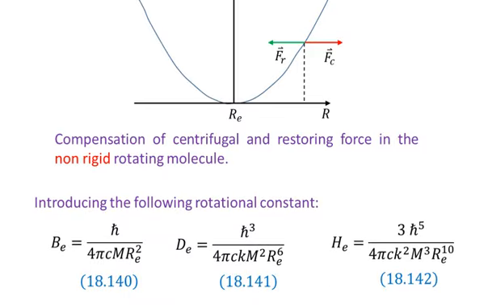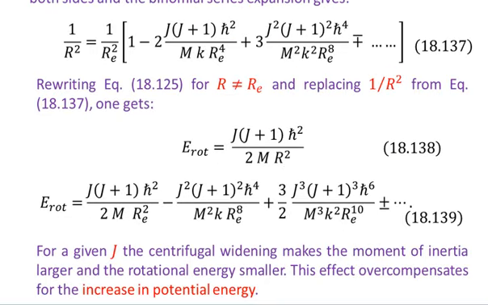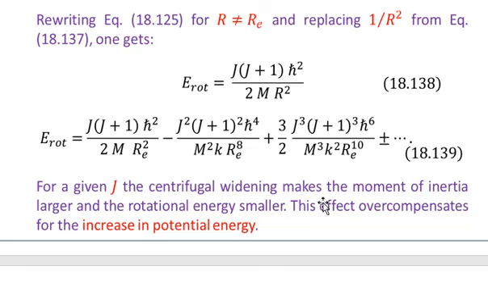And you see that this compensation is what I have described in the previous paragraph, that is in this paragraph. That is, for a given value of J, the centrifugal widening makes the moment of inertia larger and the rotational energy smaller. This effect overcompensates the increase in potential energy.